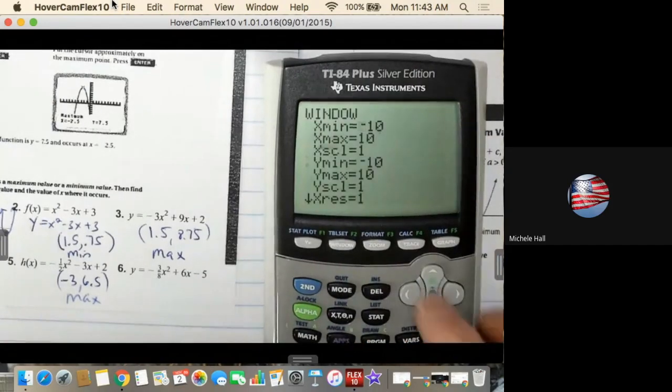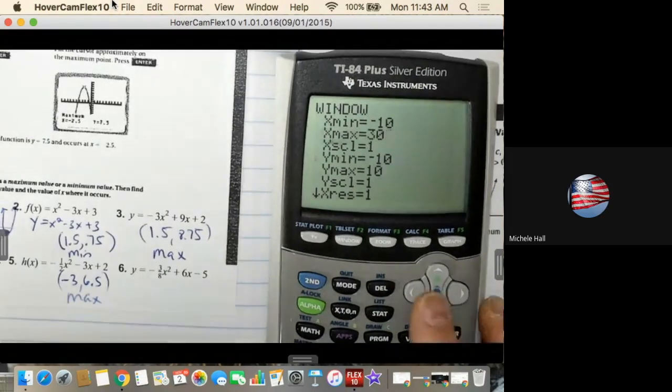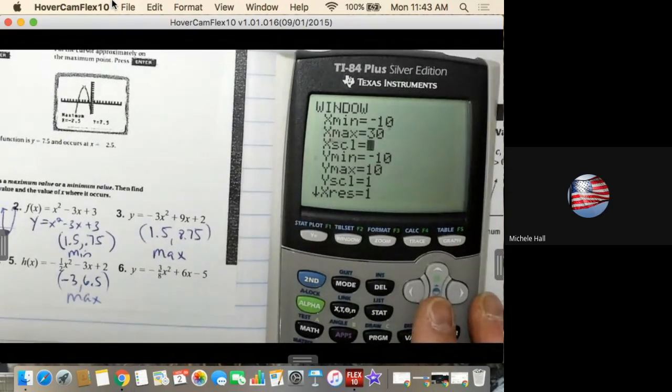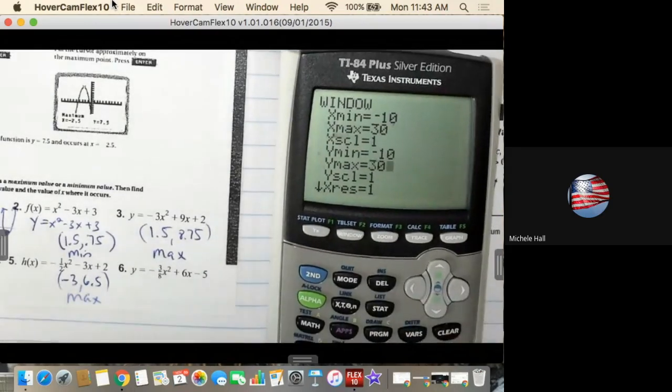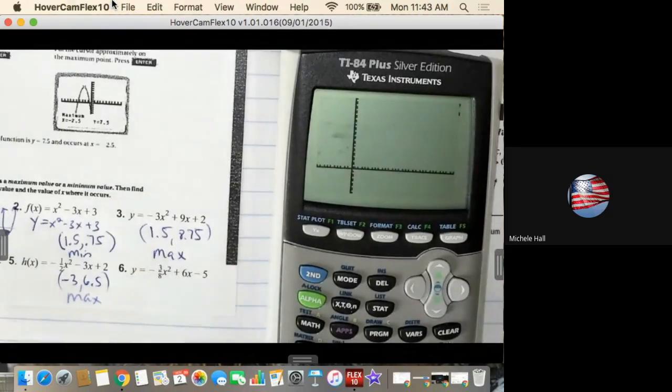Window. My x maximum, I'm going to go out to, I always put a big number in. What do you guys think? That's too big. I'm going to go 30. And then my y max, I'm going to go 30, and I'm going to check it. If I don't like it, I'll make it bigger. Maybe I need to have it 100 and something. But I usually go 20 or 30, 50, something. Now it's in my window. Now I can calculate a max or min on it. Okay, so you can't calculate unless it's there.